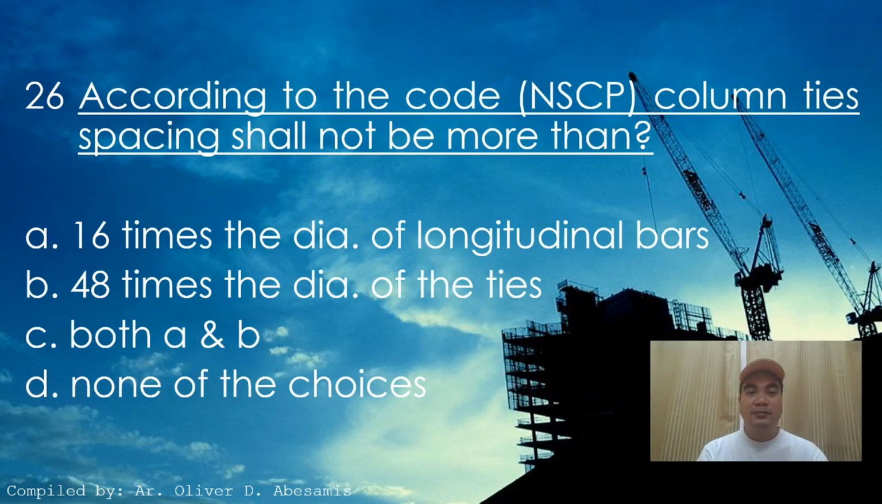Answer? C. Both A and B. According to the code NSCP, column ties spacing shall not be more than 16 times the diameter of longitudinal bars and 48 times the diameter of the ties.